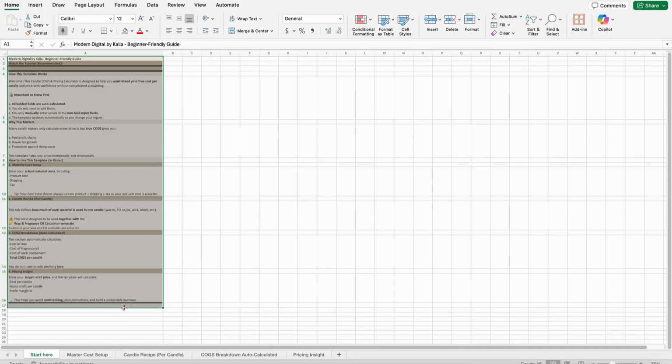The Start Here tab explains how the entire calculator works. It tells you which fields are auto-calculated, which fields you manually enter, and the order you should follow. Nothing on this tab is meant to be edited. Its purpose is guidance, so you don't feel overwhelmed before you even start. If you ever forget how something works, this tab is your reset point.